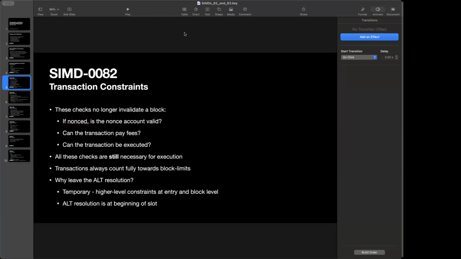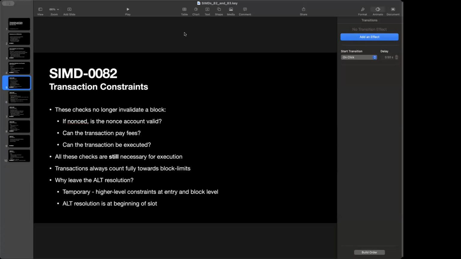These transactions also will count fully towards the block limits as if they were executed with the maximum number of compute units. That just is there to prevent some denial of service attacks. I had 4 constraints on the last page, and I've only got 3 here. So I think a natural question is why leave in the ALT resolution?